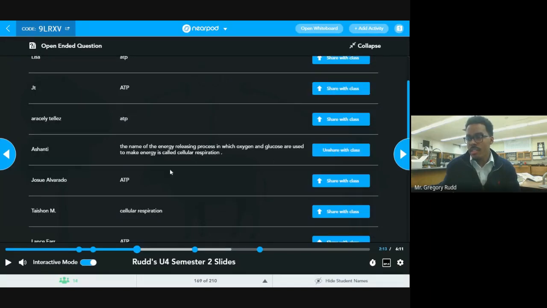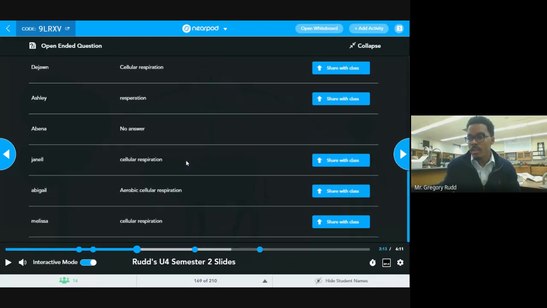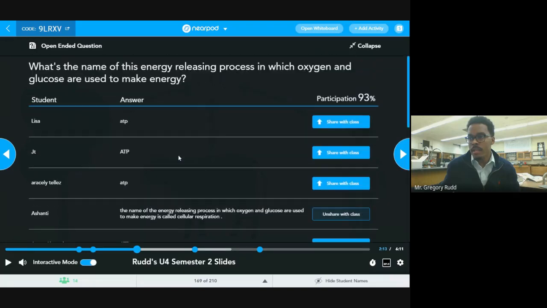I'm sharing Ashanti's answer because she's right and it looks good. Cellular respiration is the correct answer. Most of you did say that, but several of you said ATP. ATP is not the name of the process. ATP is the name of the energy that is made through the process. So you're on the right track there.